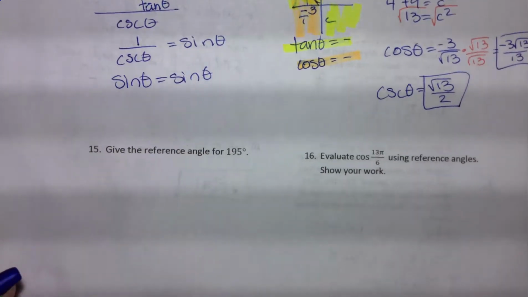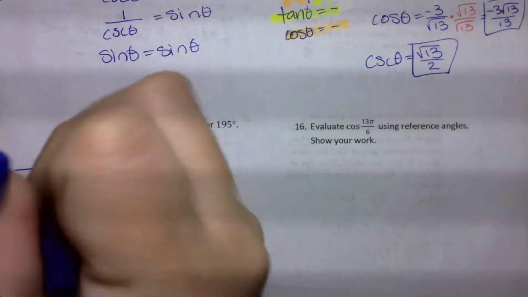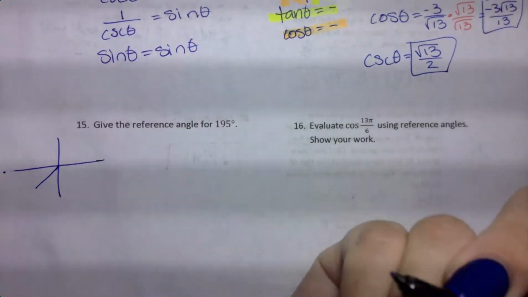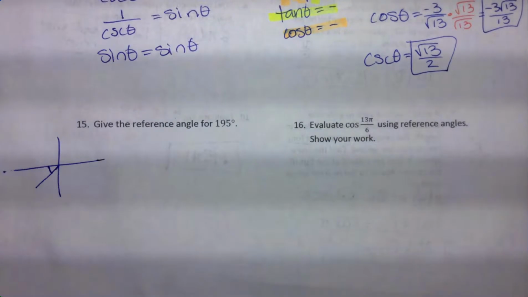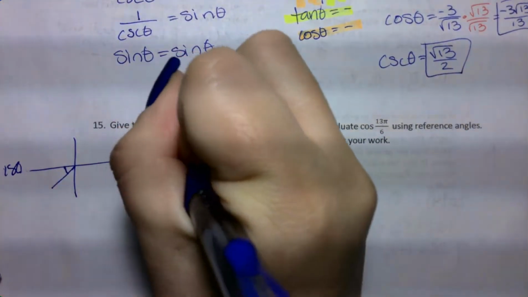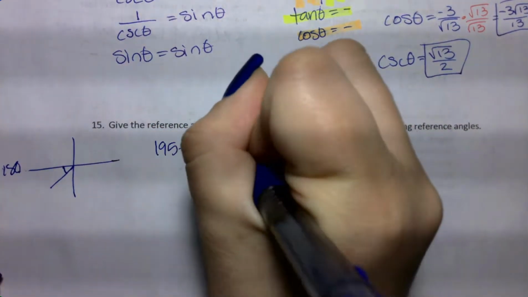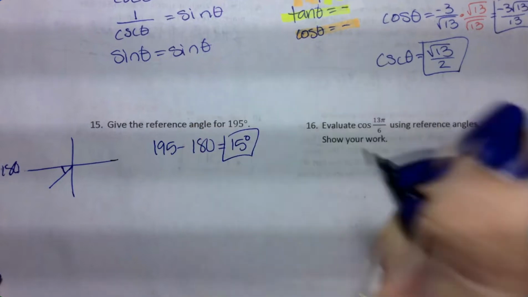Number 15 wants me to give the reference angle for 195 degrees. So if I went to graph this out, 195 is right here. So I want to find my difference from 180. 195 is larger, so I'm going to do 195 minus 180, which will give me 15 degrees for my reference angle.